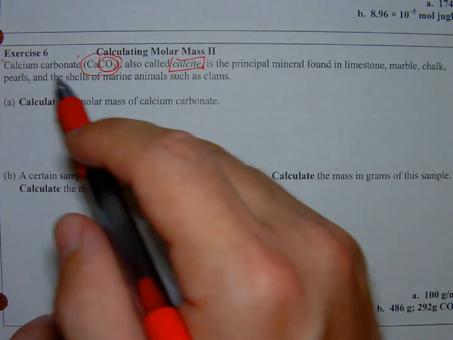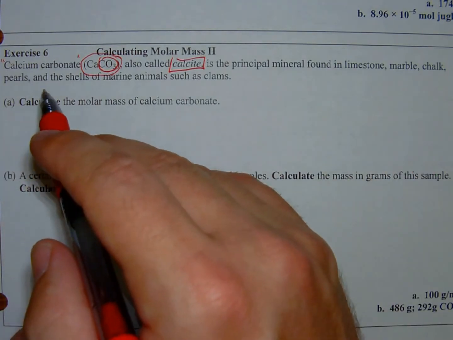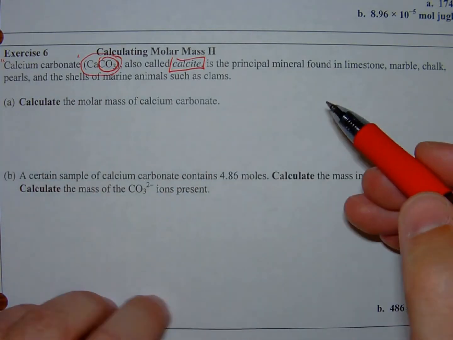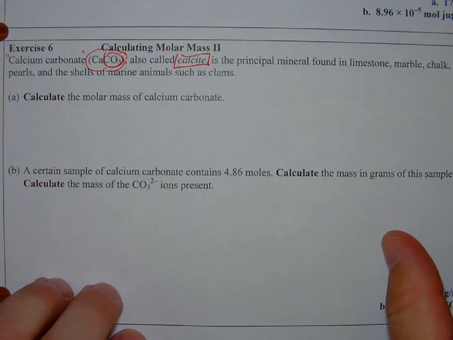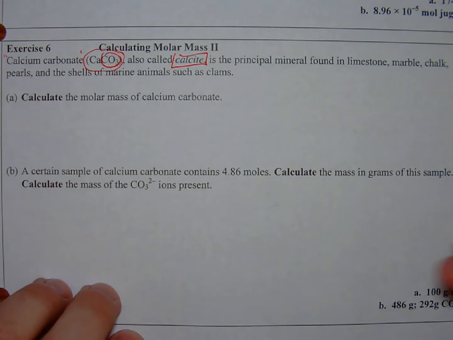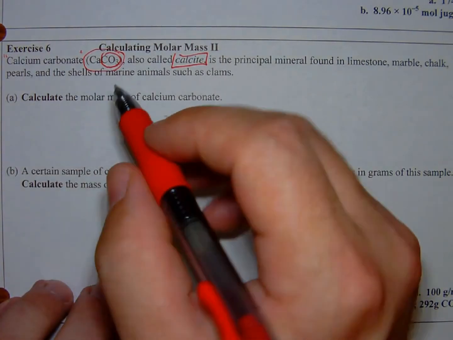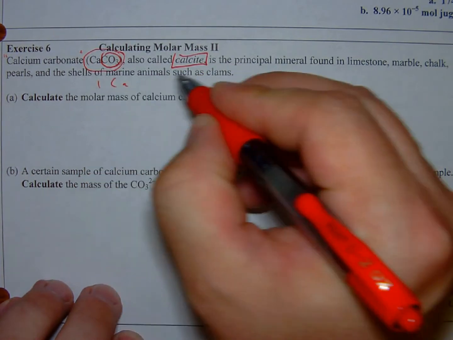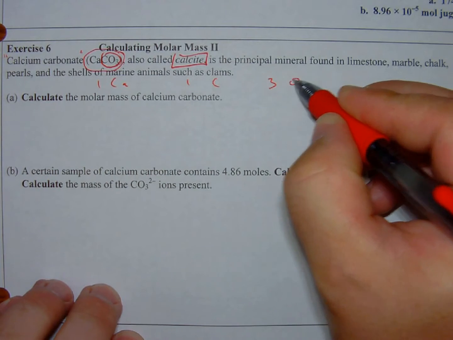Anywho, this calcium carbonate is the principal mineral found in limestone, marble, chalk, pearls, and the shells of marine animals such as clams. I don't care right now. I care about passing the AP exam. Calculate the molar mass of calcium carbonate. That's this. So there's 1 calcium, there's 1 carbon, and 3 oxygens.